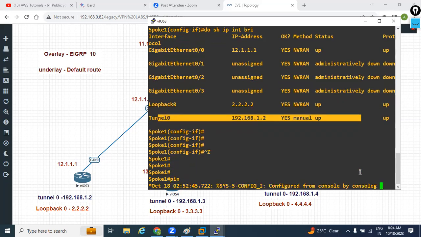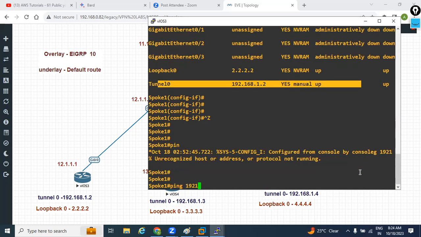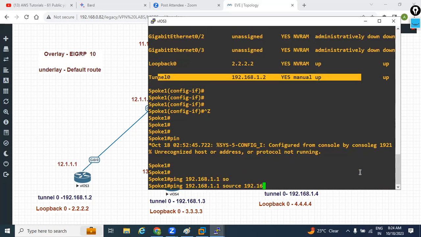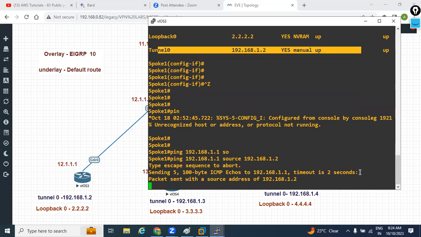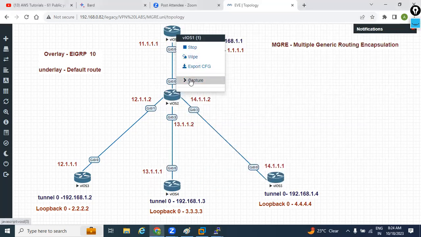And now try to ping 192.160.1.1. Who's 1.1? Hub. As a source of 192.160.1.2. Won't be possible. Which error would be there? Encapsulation. There would be an encapsulation error. Meanwhile, just let me start the capture.